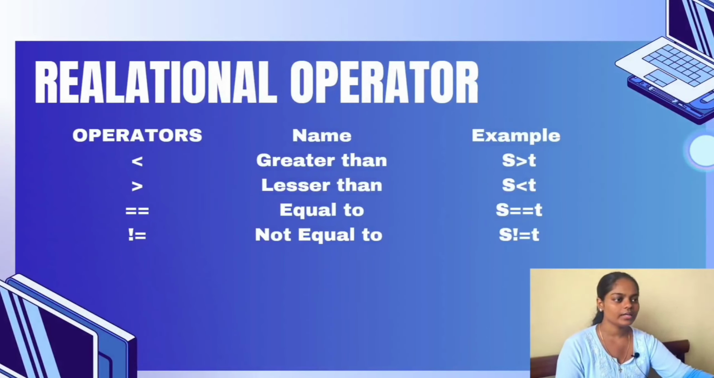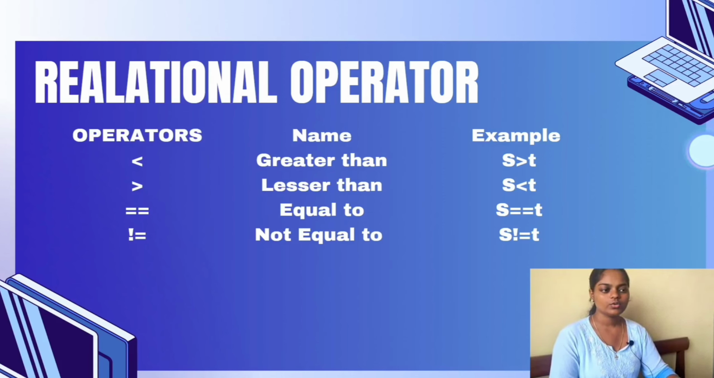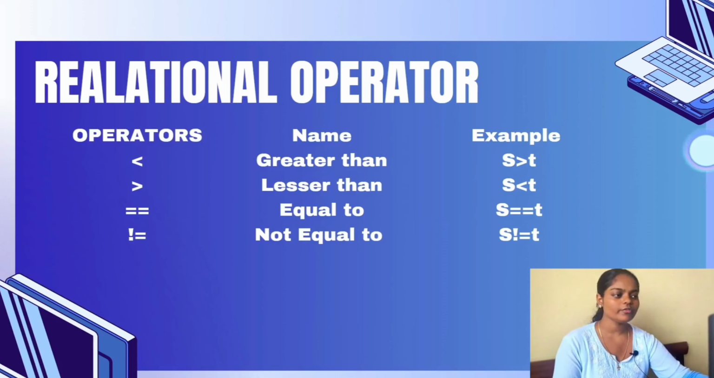Now the third one is relational operators. Relational operators are used to perform comparisons on a given expression. The first one is greater than, which checks if one value is greater than another. The second one is lesser than, which checks if one value is lesser than another. The third operator is equal to, which is used to check if both values are equal. And the last one is not equal to, which is used to check if both values are not equal.